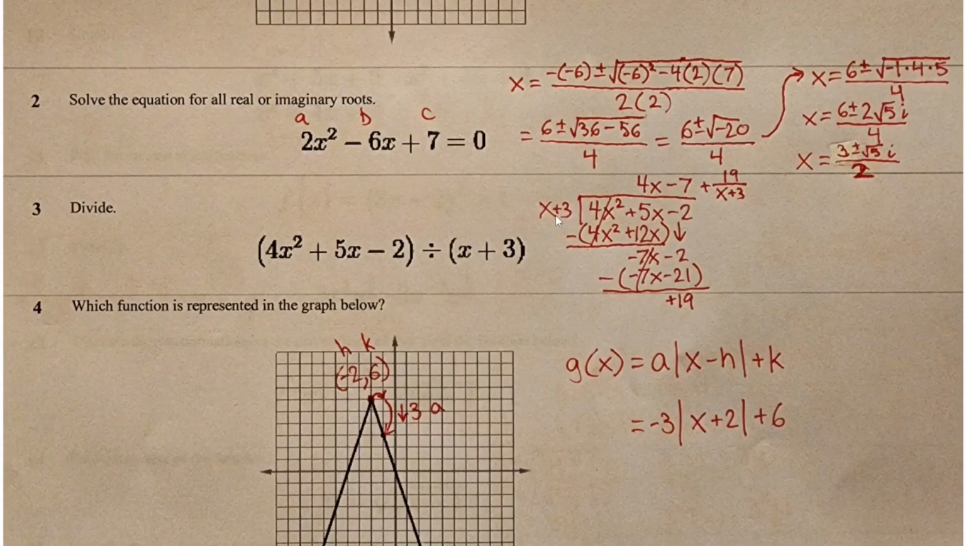So if this was like dividing by 3, then it would be 1/3, but now I'm dividing by x plus 3, so it's 19 over x plus 3. So that's our answer.